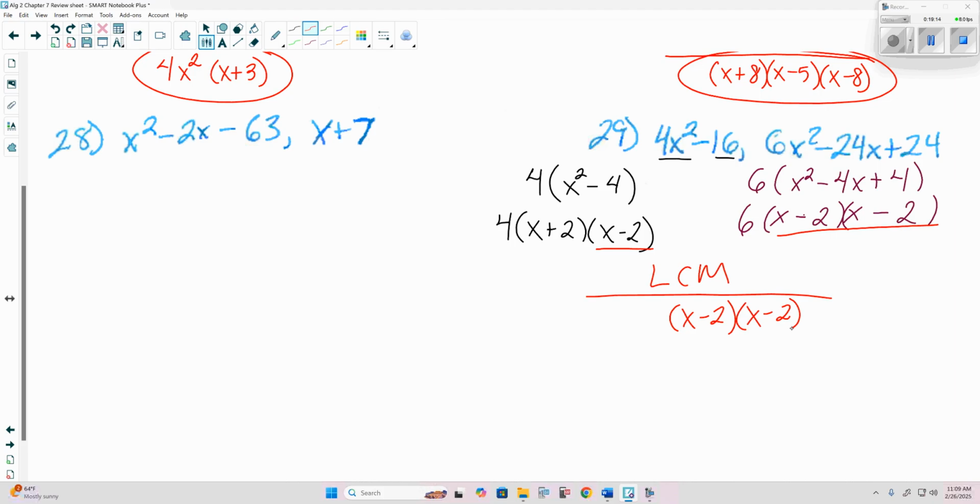What other factor do we need? So there's only one. Right, because even if it shows up in both of them once, we only need it once.